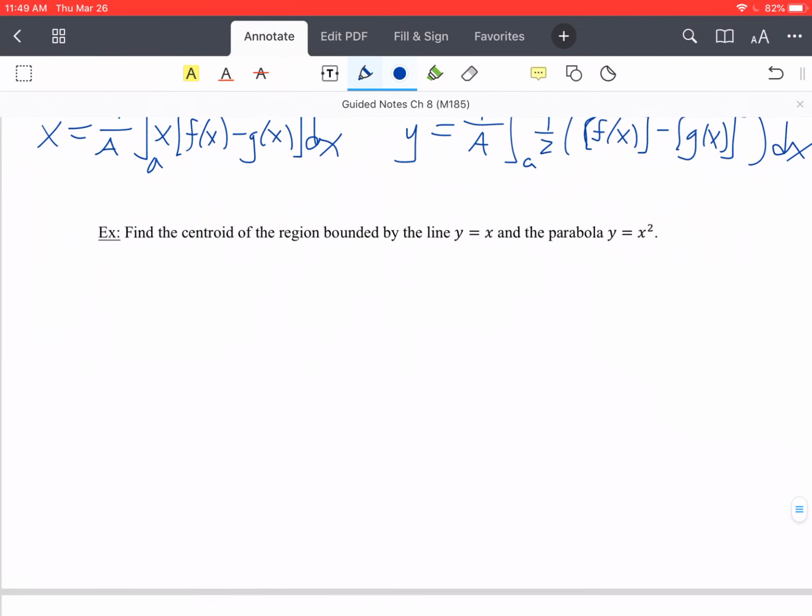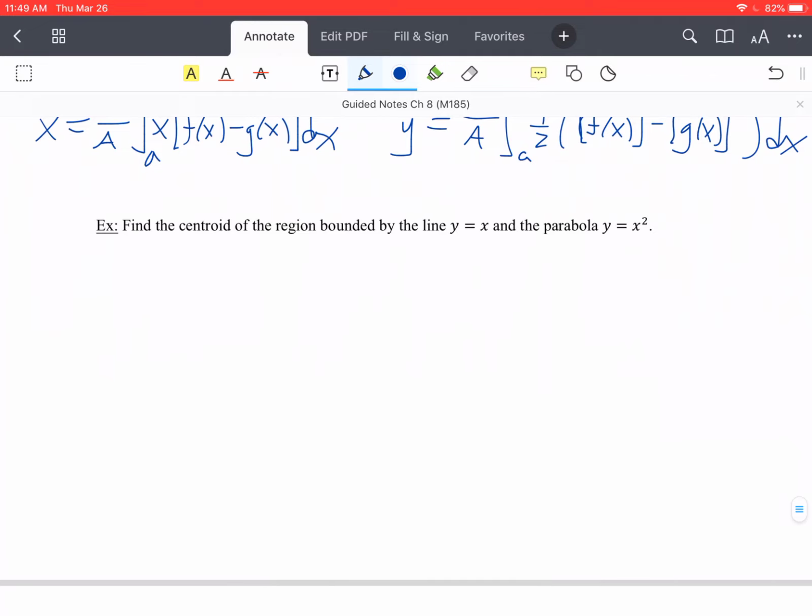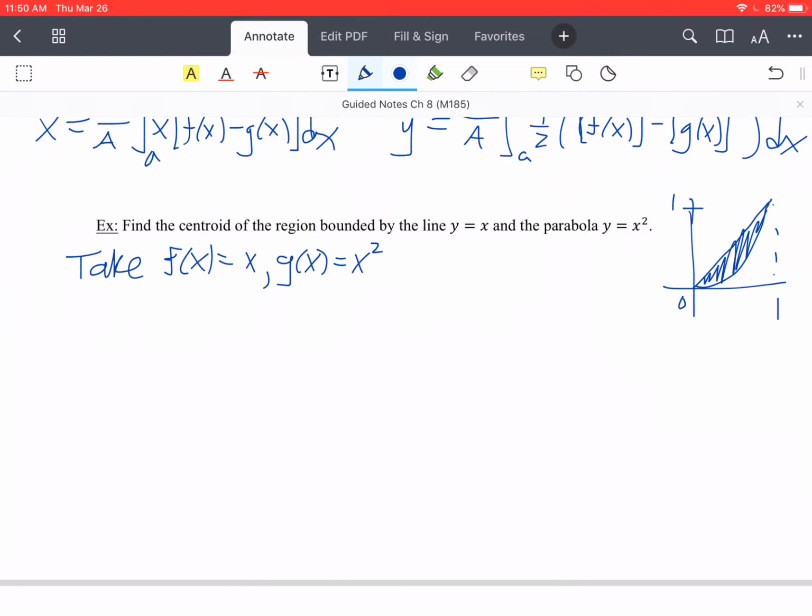So the centroid of the region bounded by the line y equals x and the parabola y equals x squared. So there's our parabola, there's our line. So from 0 to 1, that's the region in question. So we need top function and bottom function. In this case, we're going to take the top function as the line. So f of x is x, g of x, that bottom function, is x squared. And then a and b are determined by those intersection points. So a is 0, b is 1.